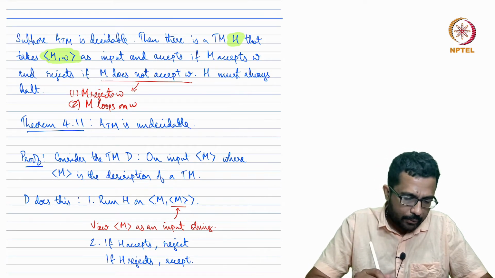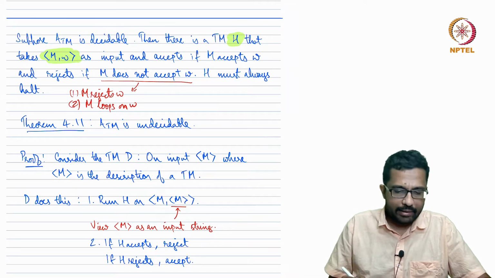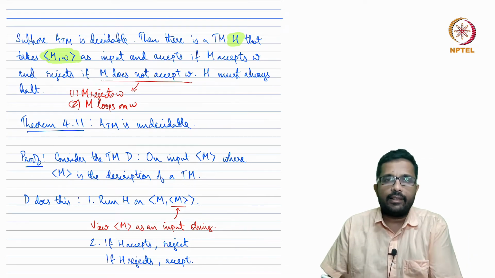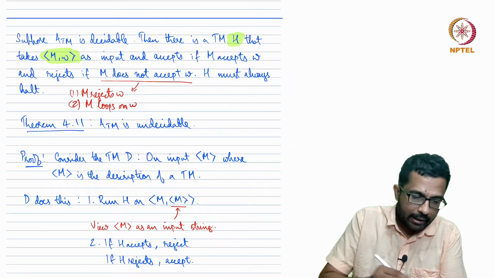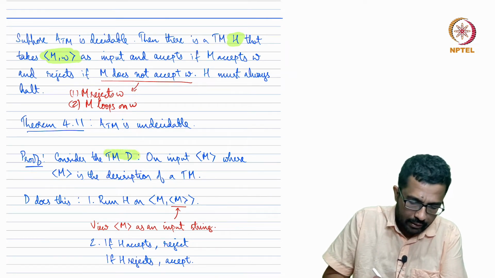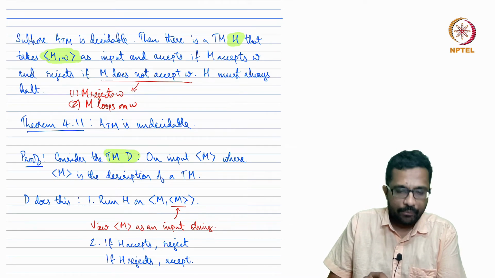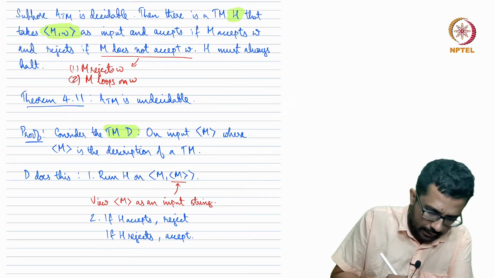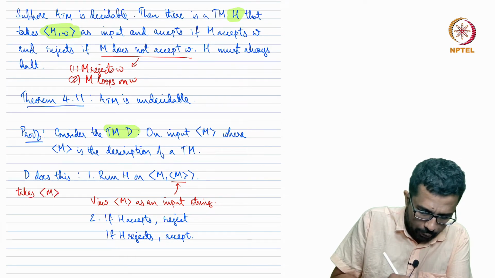The theorem is that ATM is undecidable. So what we do is assume that ATM is decidable, which means you can assume that there is a decider H, like we said. Now using that H, we are going to build a machine D. So what does D do? D takes some description of a Turing machine as input.